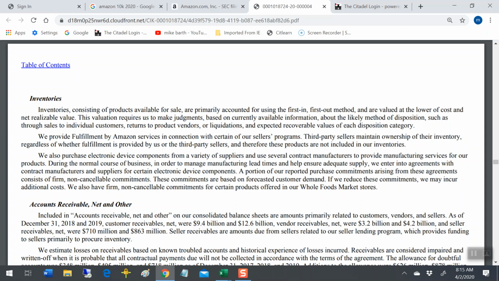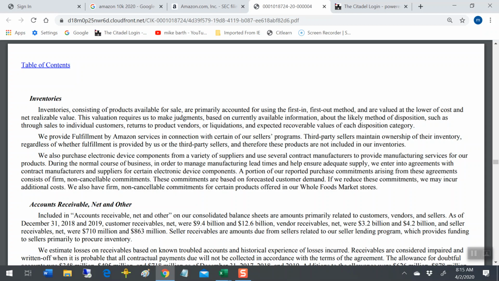All right, so another interesting thing in here, we provide fulfillment by Amazon services in connection with certain of our sellers programs. Amazon, about half their sales are third-party vendor sales. That means somebody else is selling their product through Amazon's website. All right, so fulfillment by Amazon services is the warehouse and delivery services.